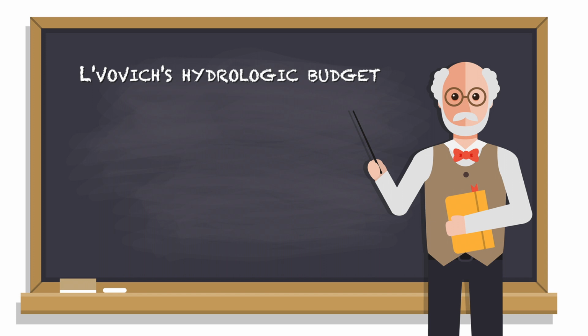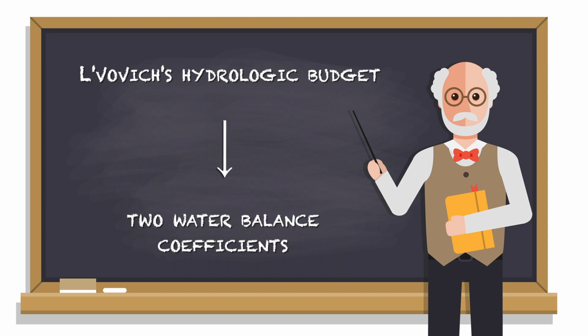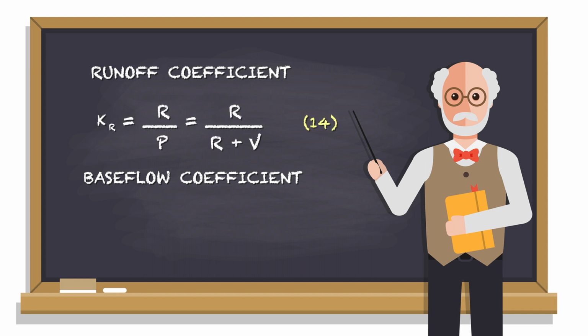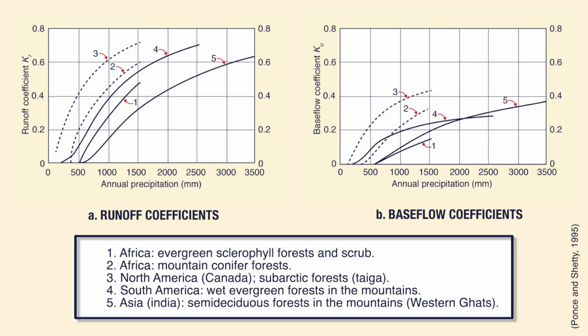Under Leibovich's hydrologic budget, two water balance coefficients may be defined: 1. runoff coefficient, and 2. base flow coefficient. The runoff coefficient is. The base flow coefficient is. These figures show runoff and base flow coefficients calculated by Ponce and Shetty based on data reported by Leibovich. It is seen that in all cases, runoff and base flow coefficients increase with annual precipitation.